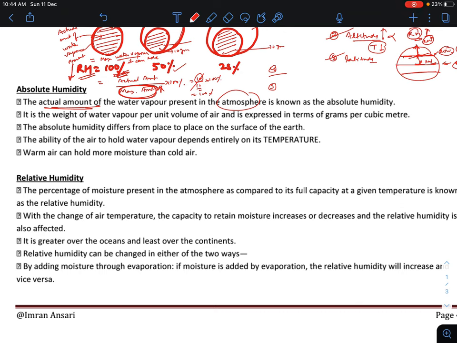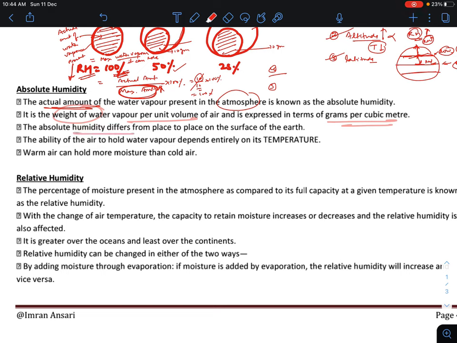Second point is that absolute humidity is the weight of water vapor per unit volume of air. How is it taken? It is the weight of water vapor present per unit volume of air, and it is expressed in gram per centimeter cube. Now third point is that the absolute humidity differs from place to place on the surface of the earth. Yes, it will differ from place to place.